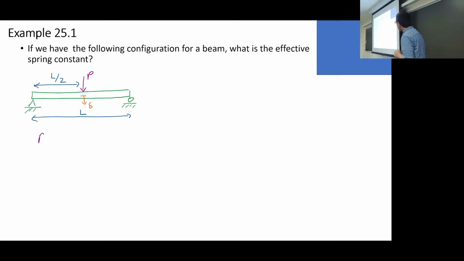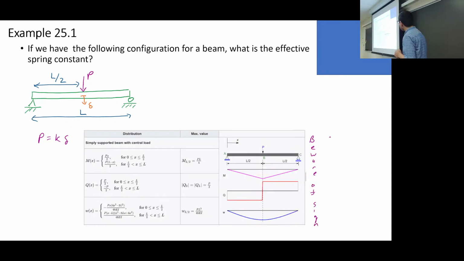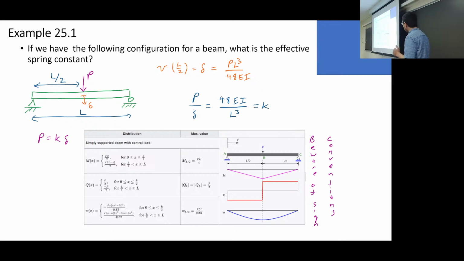Here's an example. We have this configuration where you have a force in the middle. Here's the table. Okay, lots of warnings. But we can figure out what the displacement is at the middle. That's going to be our delta. Our P is also applied at the middle. So pretty straightforward that the spring constant is going to be equal to P over delta, and that's what the spring constant is.